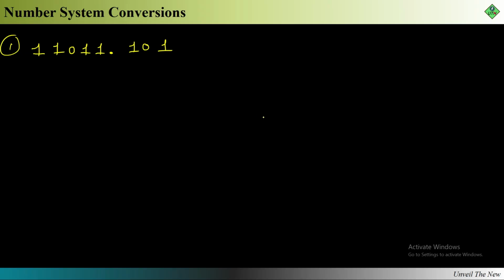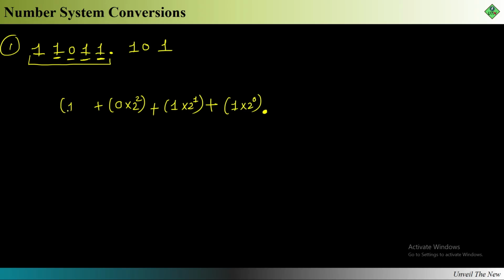First of all, I will mark the point over here. Now this is 1 into 2 raised to 0. Then plus, first let's do the simple thing that we know, that is before the point. Again after that we have 1, so 1 into 2 raised to 1. Then we have 0, so 0 into 2 raised to 2. Then we have 1, so 1 into 2 raised to 3. Again we have 1, so 1 into 2 raised to 4. So this is what we know.